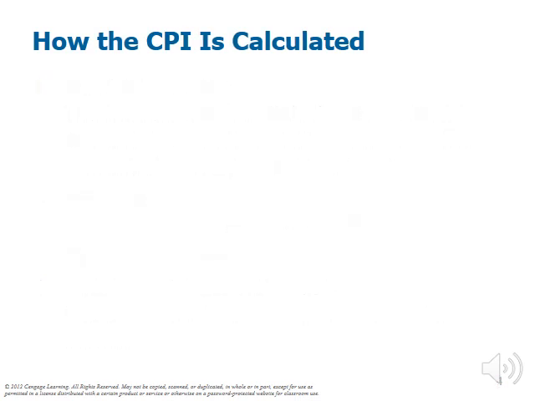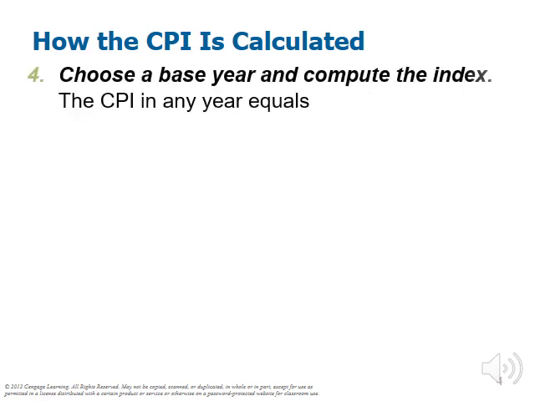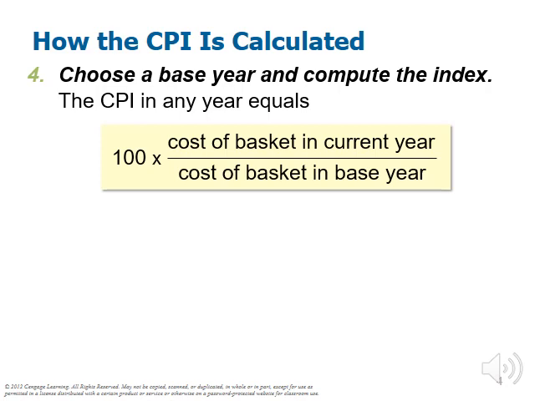Once we've calculated the cost of the basket in various years, we can then move on to calculating the index. In order to do so, we're going to need to have a comparable base year. So, step 4 is to choose a base year and then compute our index number. The CPI in any year will equal the following equation. We will be taking the cost of a basket in our year of interest, dividing it by the cost of the basket in the base year or reference year, and then multiplying by 100 to get our index number.